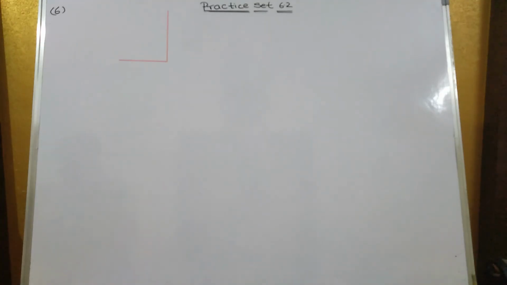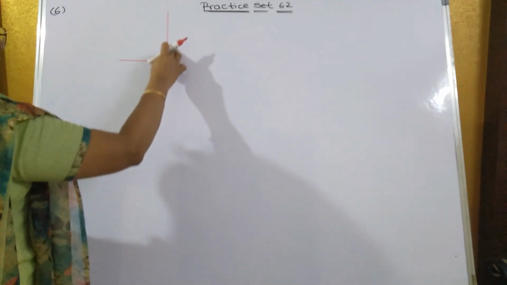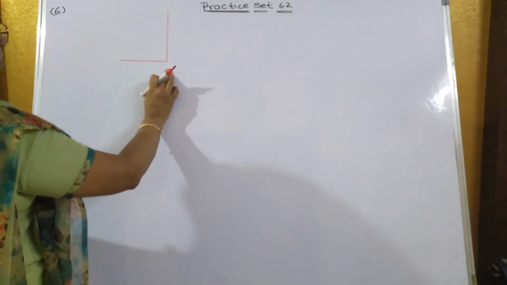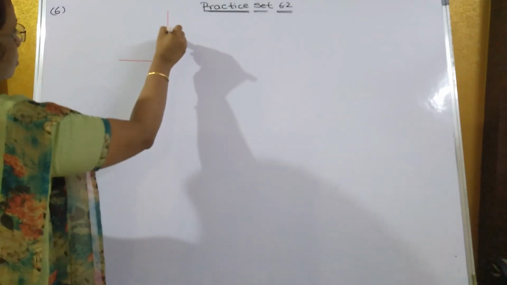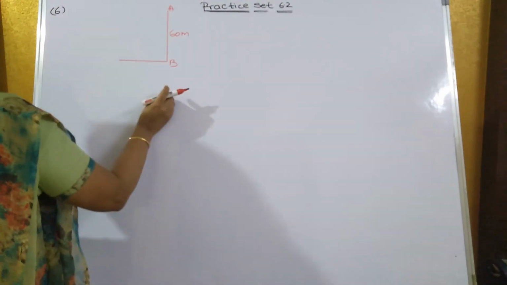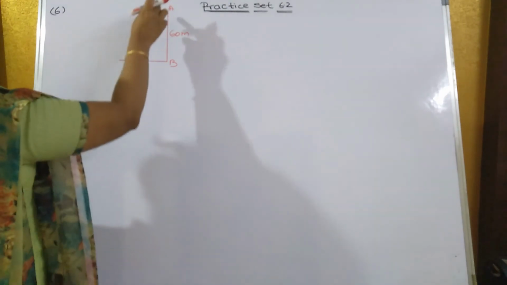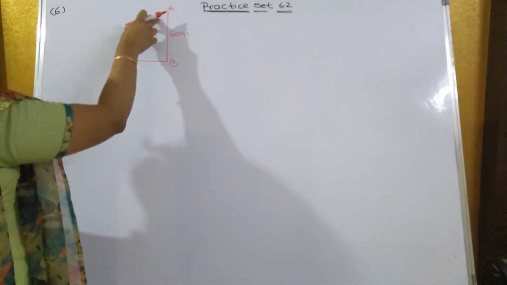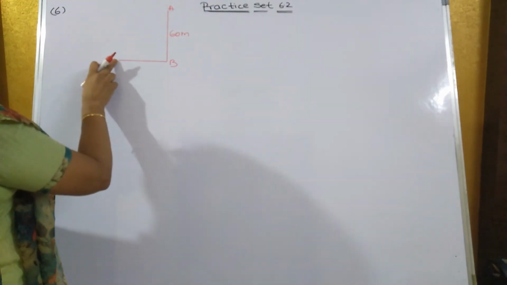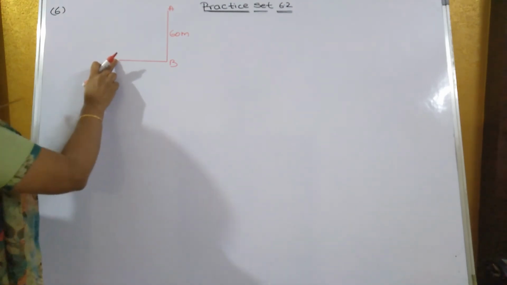Now sixth sum, last sum of practice at 6.2. A kite is flying at a height of 60 meters. So the kite is somewhere here, above the ground. How much above the ground? 60 meters. So this is 60 meter. Let us take this as A and B. The string attached to the kite is tied to the ground at this point, and it makes an angle of 60 degree with the ground.